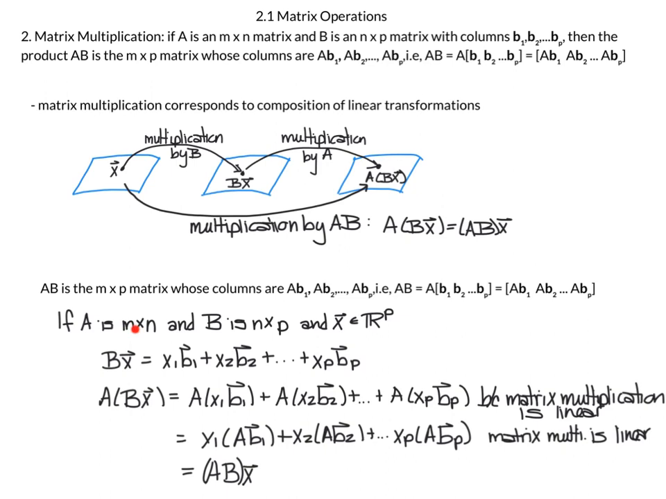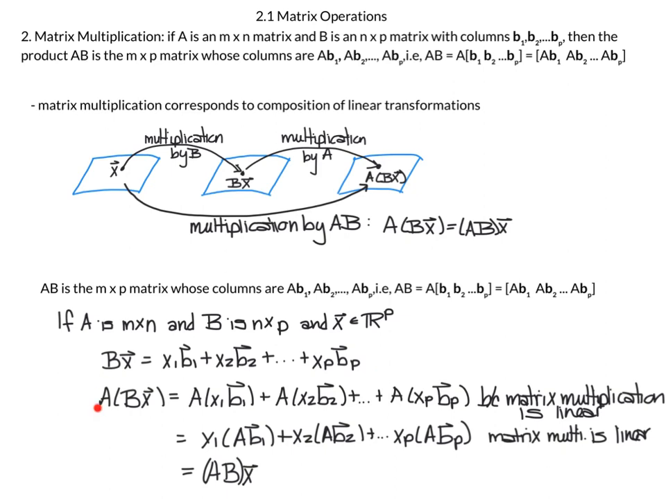So if A is m by n and B is n by p, and again these two terms have to agree, what we're going to end up with is an m by p. And x is in R^p, then when we multiply B times x, we're going to get x1 b1 plus x2 times the vector b2, up to xp times the vector bp. This is just the definition of matrix times a vector.